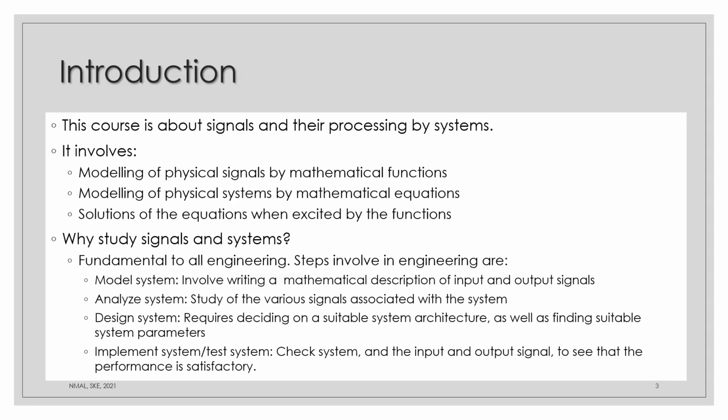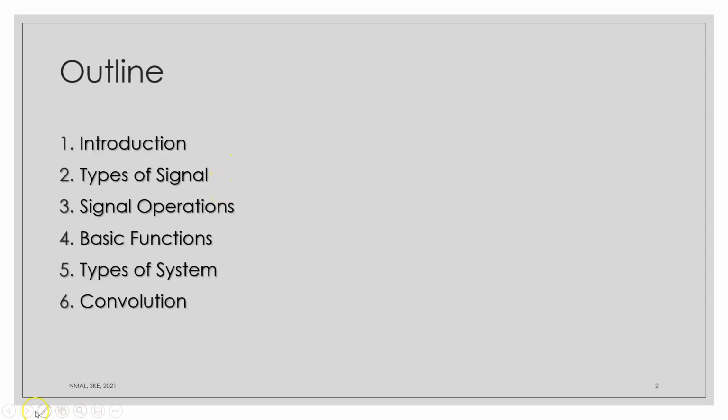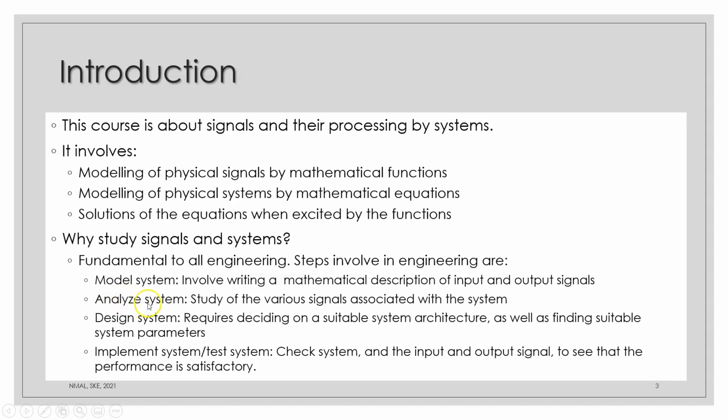Okay, when we talk about engineering, normally when we want to build something, the first thing we will do is model the system. Model means we represent the system in terms of mathematical description. So it involves writing a mathematical description of input and output signals. Okay, this is when we are talking about system. And then after we model the system, we analyze the system. We study the various signals associated with the system.